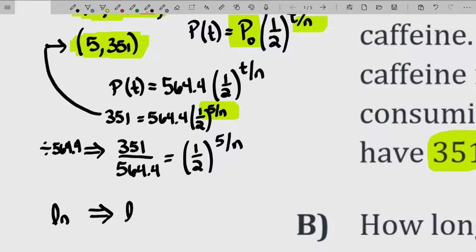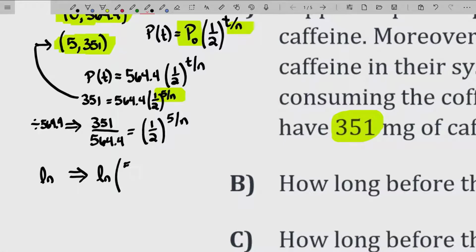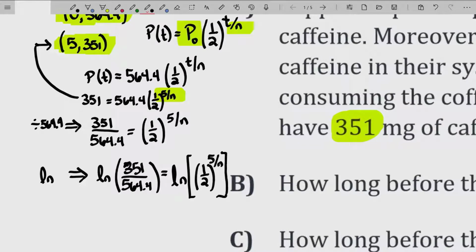No real reason there, right? So this tells us we have the natural log, I'm going to zoom out a little bit, of 351 over 564.4 is equal to the natural log of 1/2 raised to the 5 over n. Now we do know from properties of logarithms that this exponent can be brought out into the front of the logarithm as its coefficient. And that is the whole reason why you take the logarithm of both sides, is to unlock exponents.